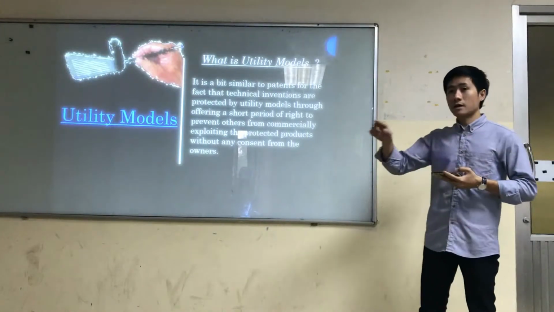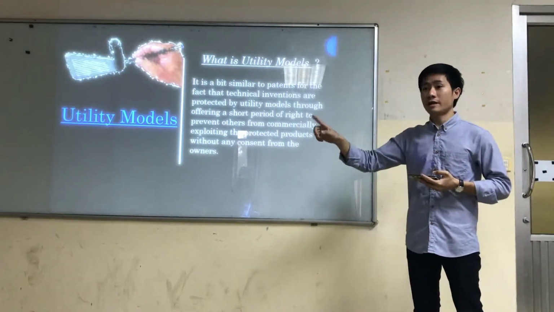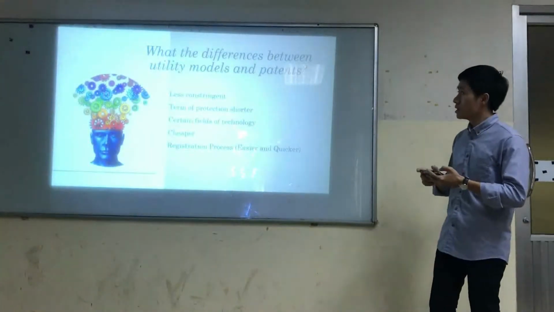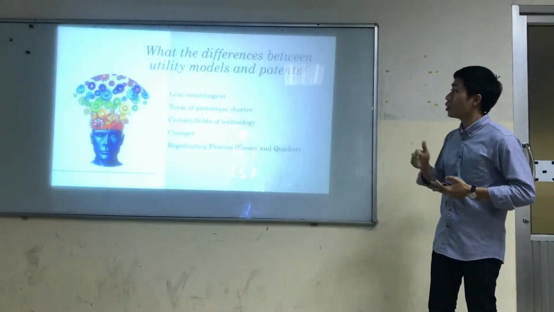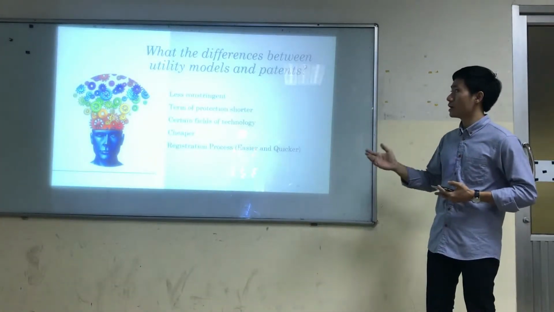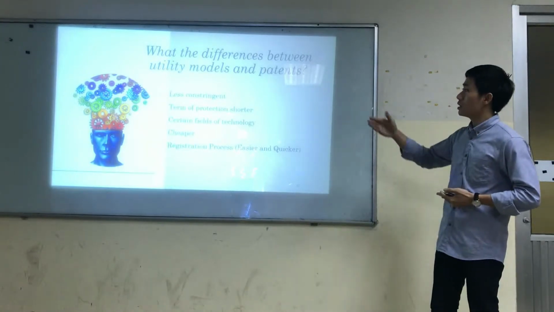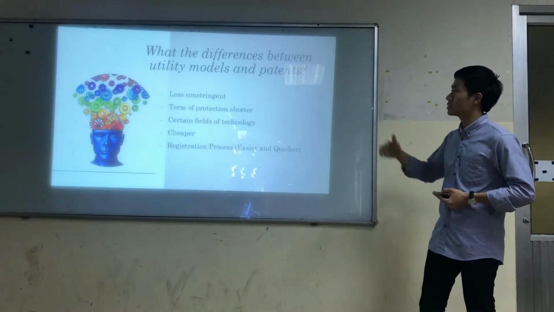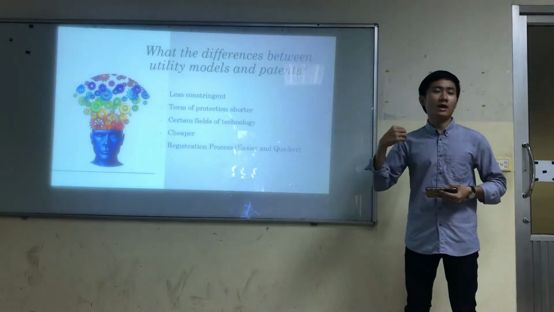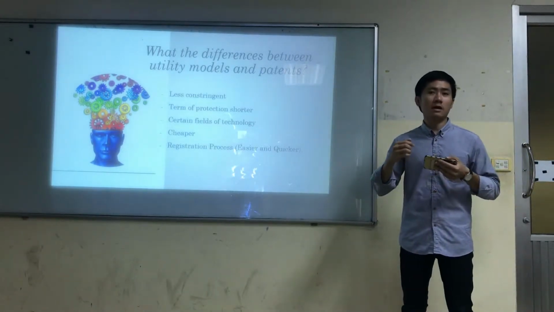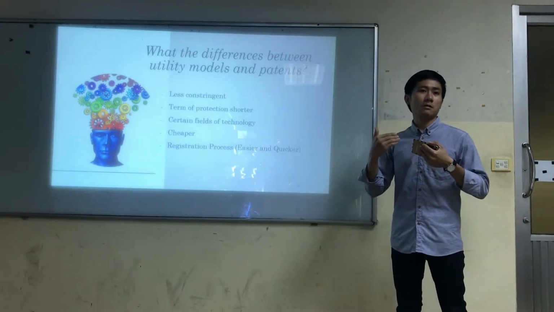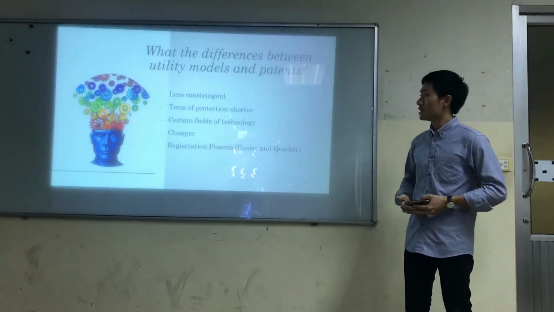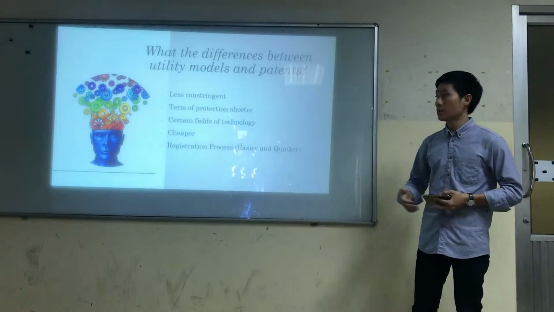And let's get back to the previous slide. So what are the differences between utility models and patents? For utility models, it is less stringent. It means that when you apply for a utility model recognition letter, it's less strict than for a patent.